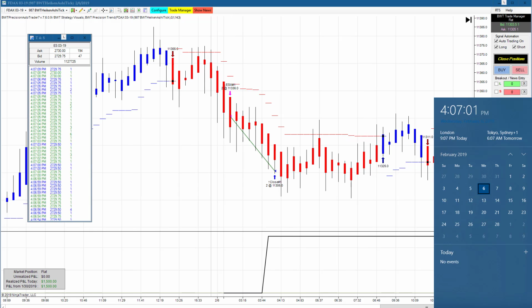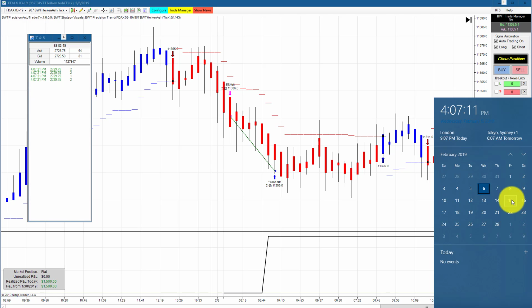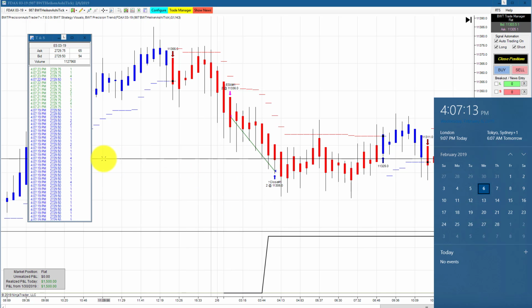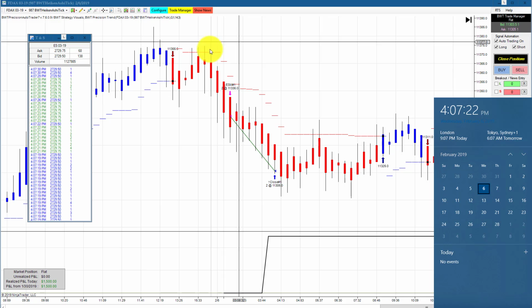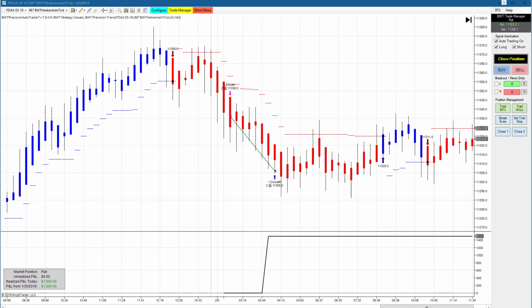Hello everyone, today is Wednesday, February 6th. It's 4:07 p.m. Eastern Standard Time. On my right is my computer clock, and you can see the date and time, and on my left is the time and sales. And you can see the E-mini S&P currently trading at 2729.50 at 4:07 p.m.